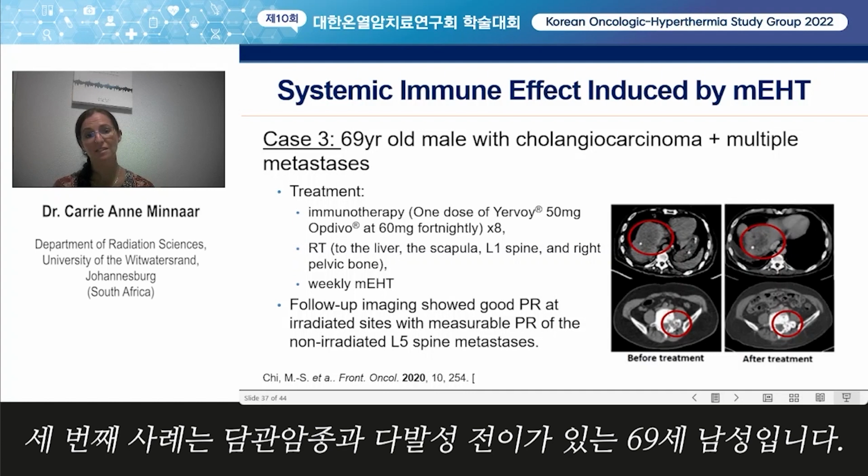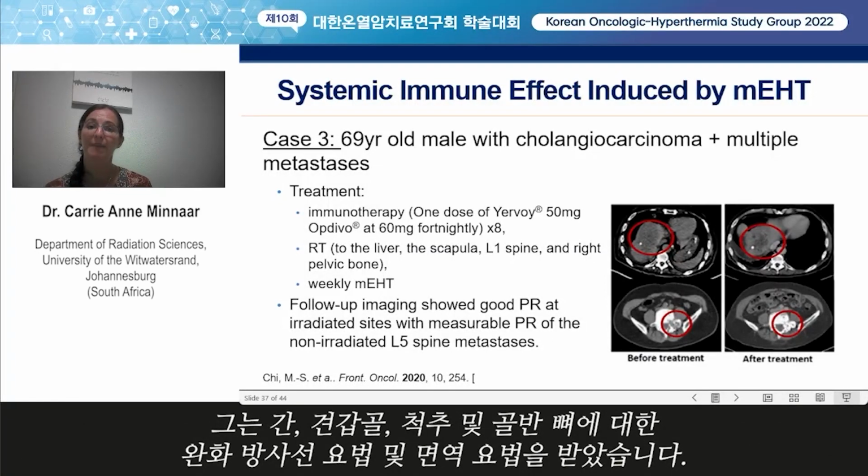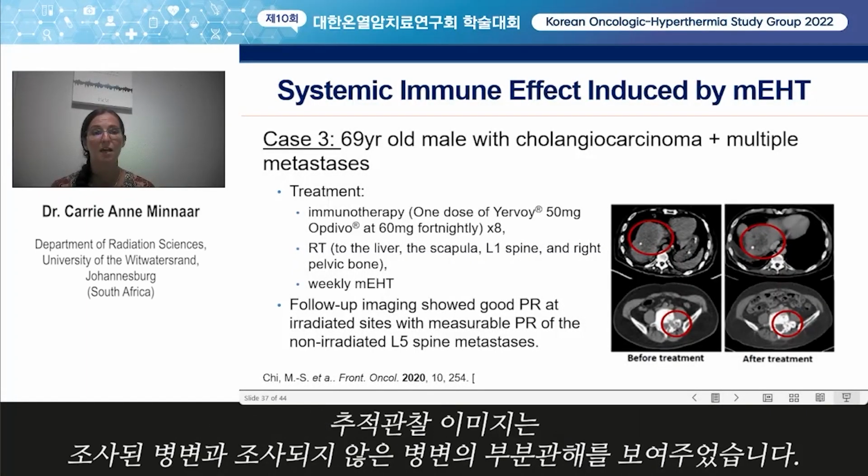The third case is a 69-year-old male with cholangiocarcinoma and multiple metastases. He received immunotherapy and palliative radiotherapy to the liver, scapula, spine, and pelvic bone, as well as MEHT. Follow-up imaging showed a partial response of the irradiated and non-irradiated lesions.